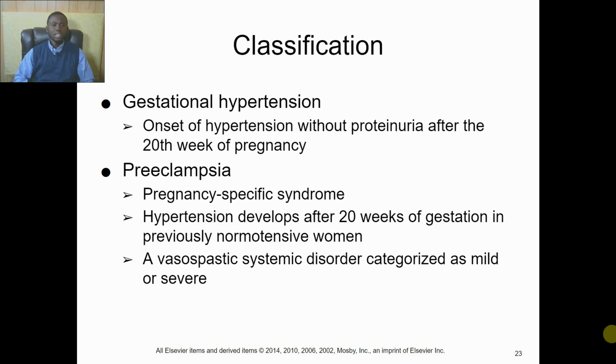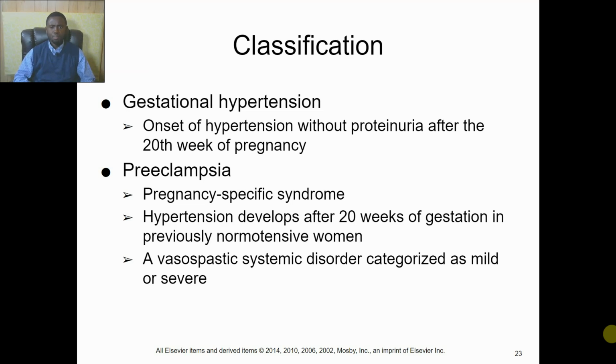So gestational hypertension is diagnosed after 20 weeks when there is systolic blood pressure greater than 140 and diastolic blood pressure greater than 90 millimeters of mercury. And this should be in a previously normotensive woman. That means that they did not have hypertension prior to the pregnancy. In addition, there should also be no protein in the urine.